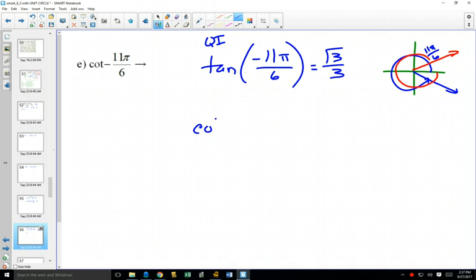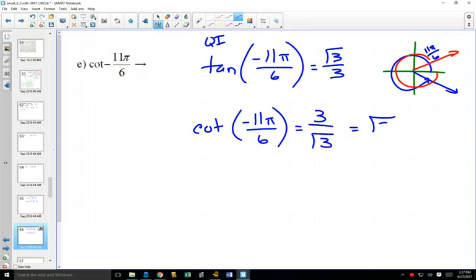That means that cotangent of negative 11 pi over 6 is the reciprocal. And if you remember that this one originally was 1 over root 3 before we rationalized it, you could also write cotangent of negative 11 pi over 6 as root 3 over 3.